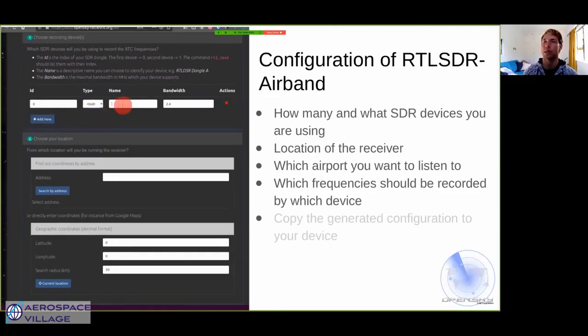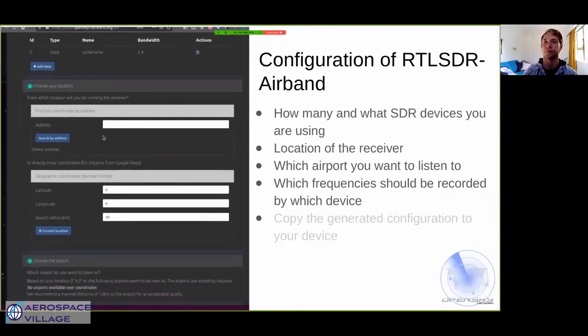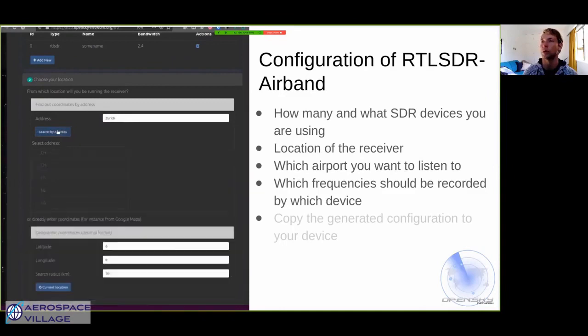First step is to specify your device, the type, give it some name, and you can leave the bandwidth as is for most cases. The second step is to specify your location, either by address, by longitude, latitude, or if your device supports it, you can use the current location button.